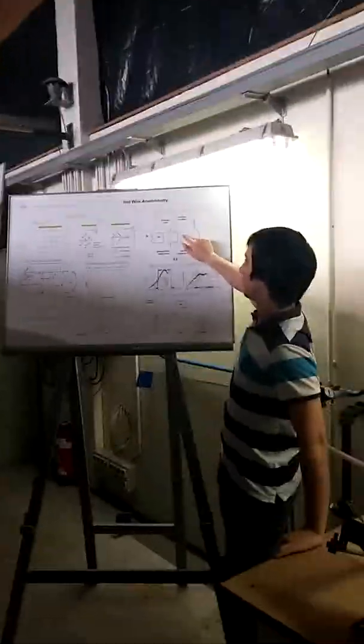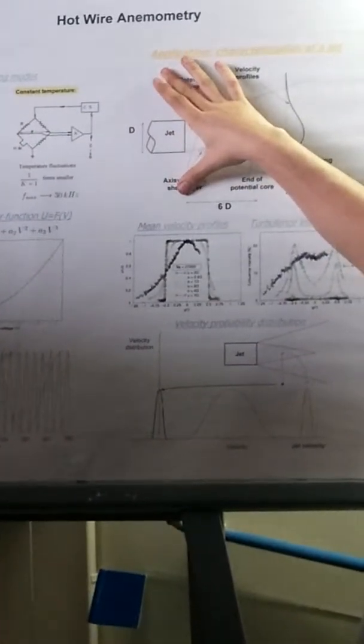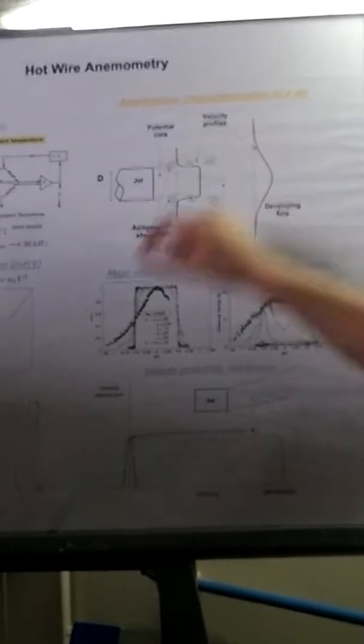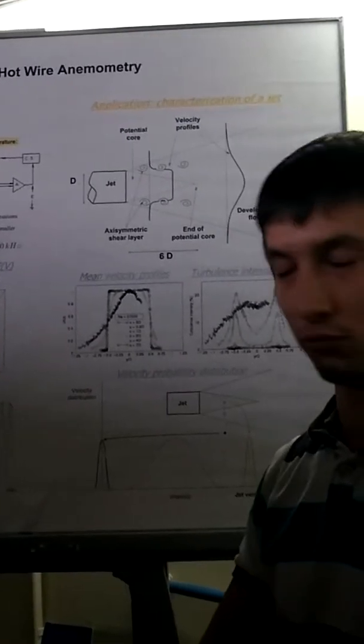So, as I said, you've got the potential core with a very constant velocity. You've got the outside of the jet with zero velocity and more or less zero turbulence. And then between both of them, you have the mixing layer, which will contain all the turbulence.